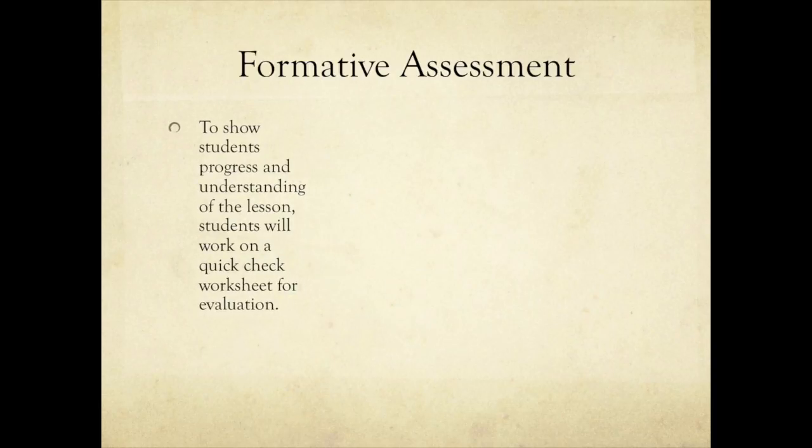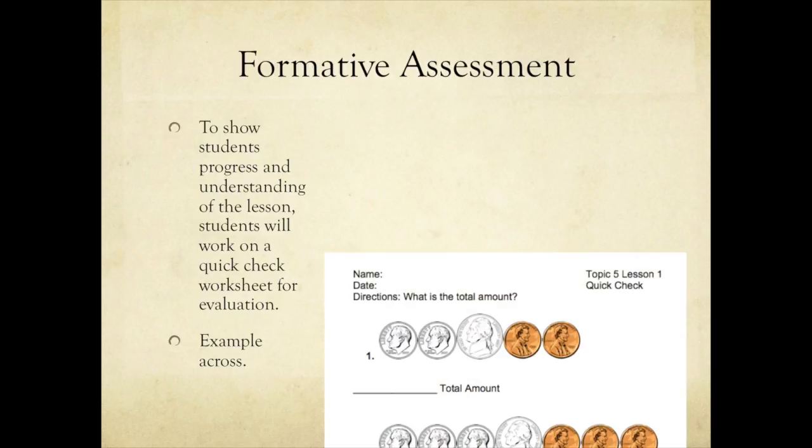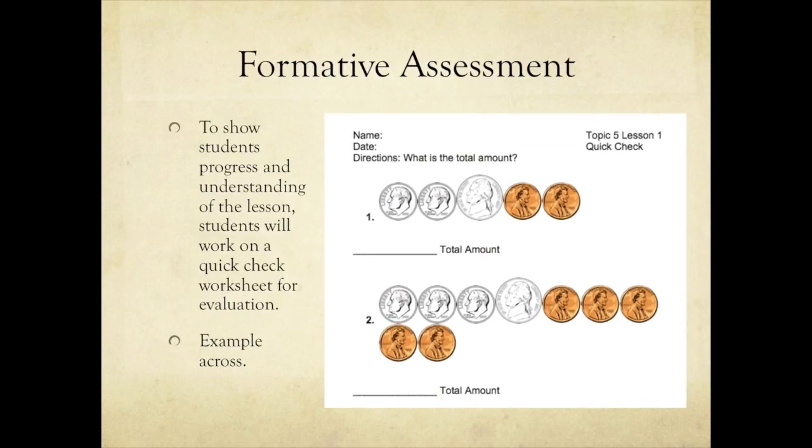Formative assessment. To show the students' progress and understanding of the lesson, the students will work on a quick check worksheet for evaluation. See the example. There are 5 questions on our quick check. These are 2 of them. As you can see, the directions say, what is the total amount? They will work through 3 of these. The 4th question and the 5th question are written responses to check for their understanding of whether they're able to do the skill.